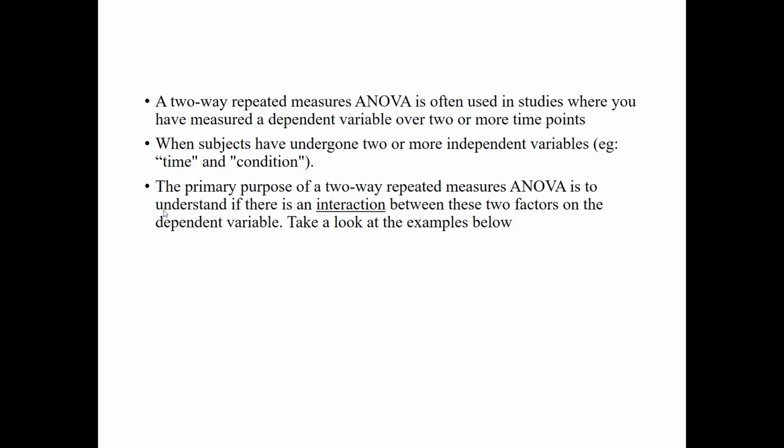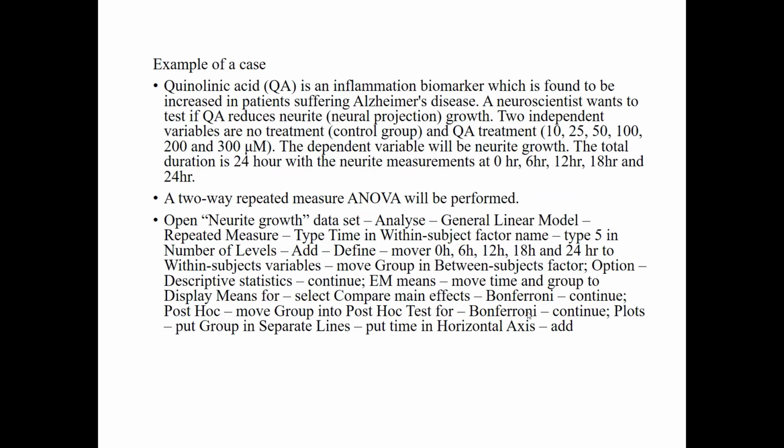The main purpose of two-way repeated measures ANOVA is to understand if there is an interaction between the two factors, for example, time and the treatment. It can be more than one treatment. Here I would like to show you one example.